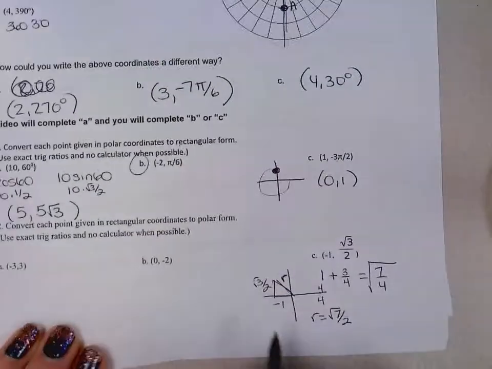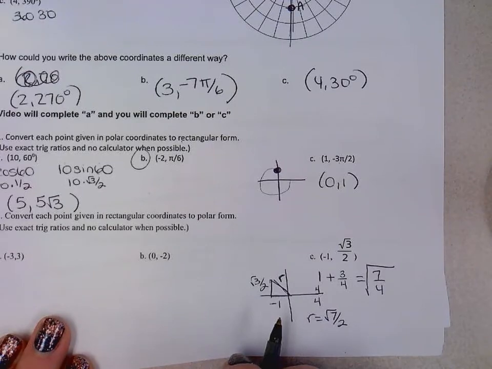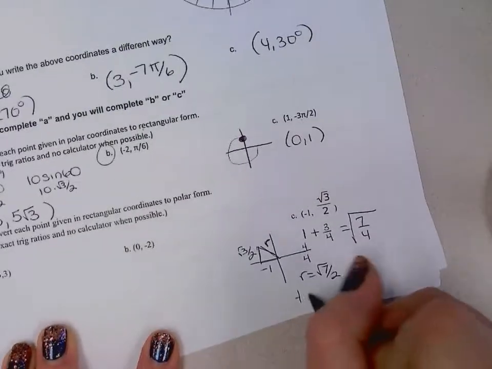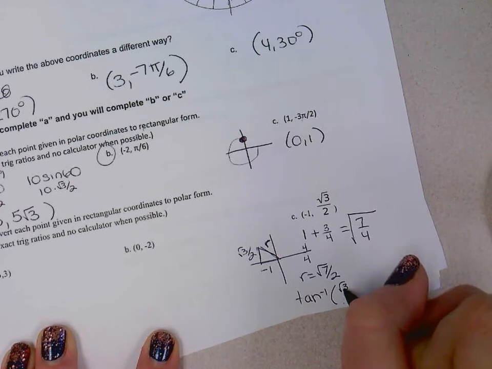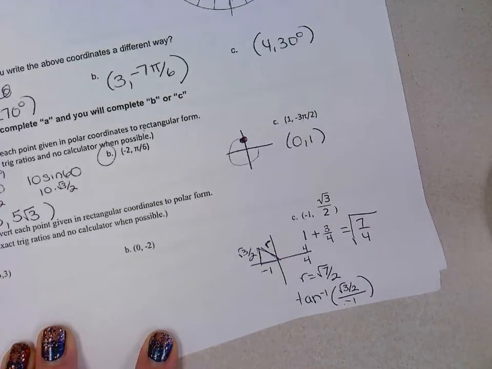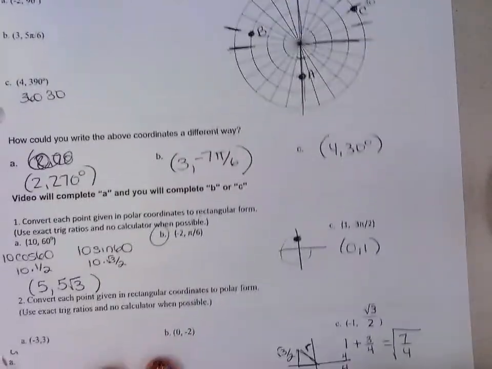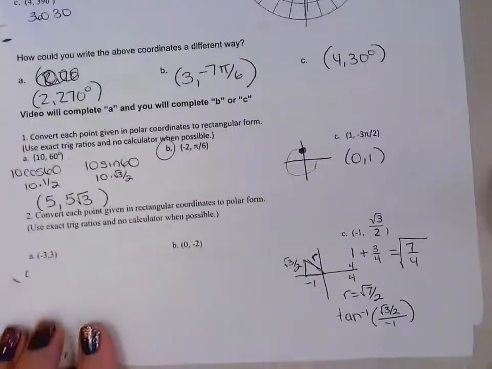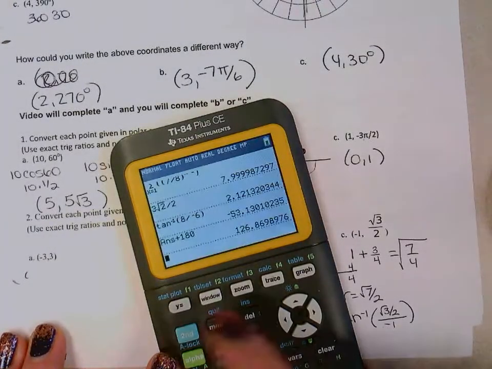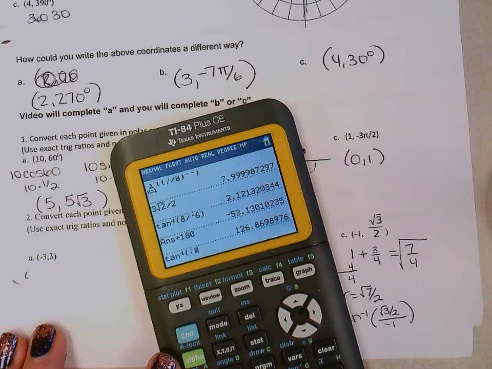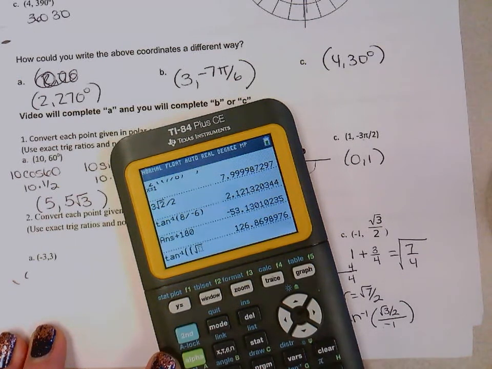And then I need to do the tan inverse of y divided by x. So the tan inverse of root 3 over 2 is not one of my special values for tangent. Root 3 over 3 would have been. So I'm going to do the tan inverse of root 3 divided by 2 in parentheses, and then I'm dividing by -1.